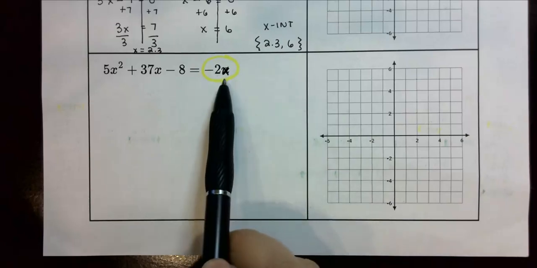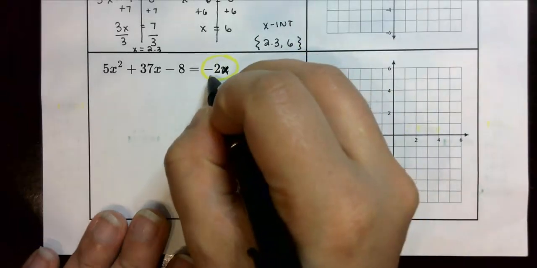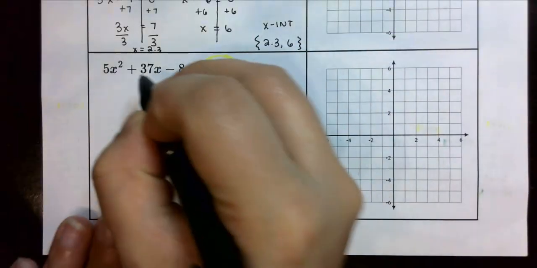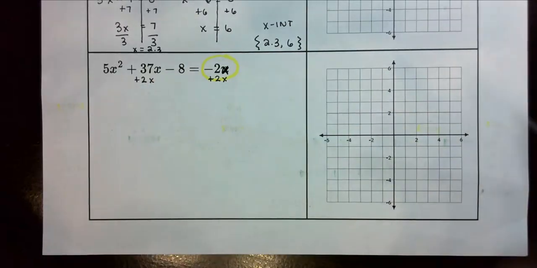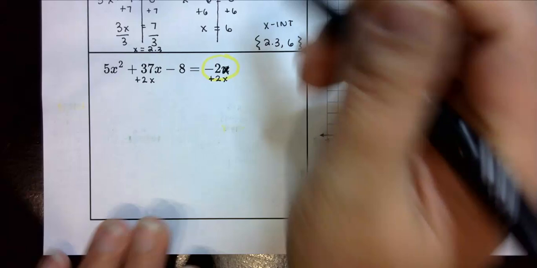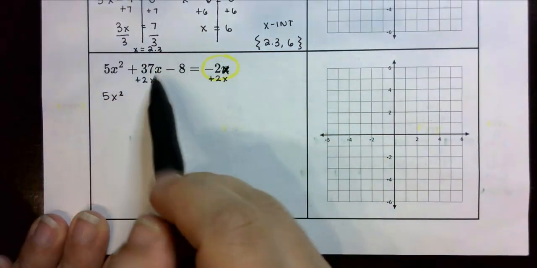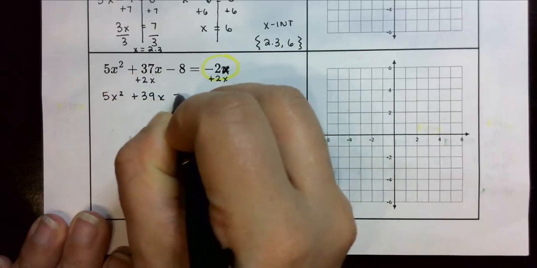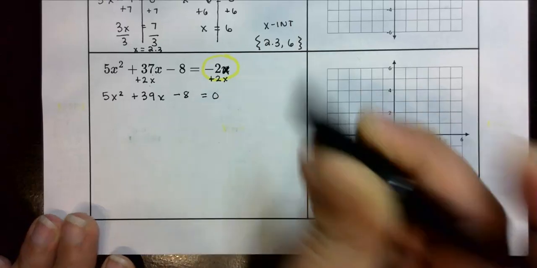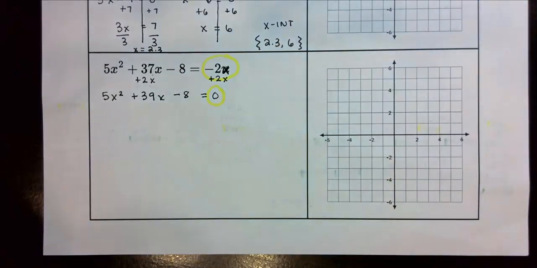Because this is an x and this is an x, we need to make sure to add this to both sides, but add it to its like term. So we know that this becomes 0, but over here we have 5x squared, 37 plus 2 is 39, minus 8 equals 0. All right, so we do now have our 0, so we can go through all of the steps. So that's what we're going to do together.